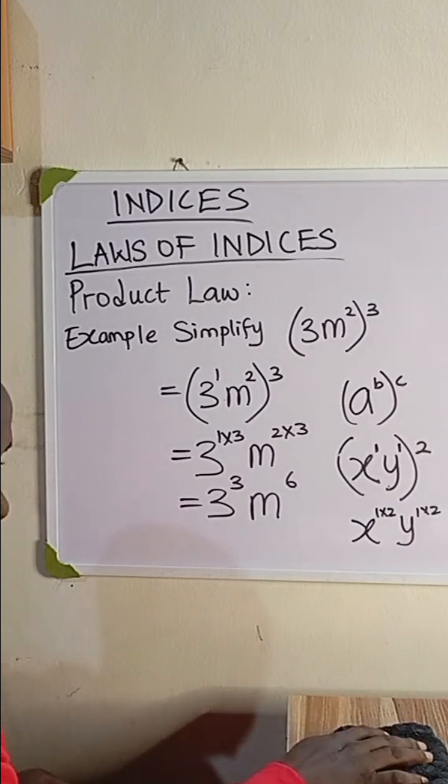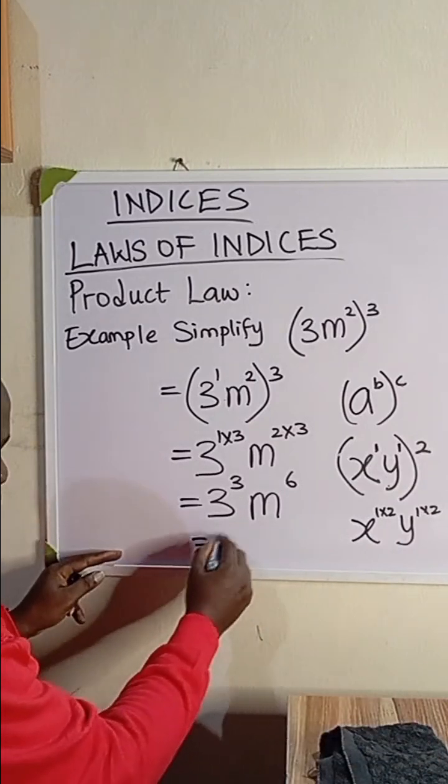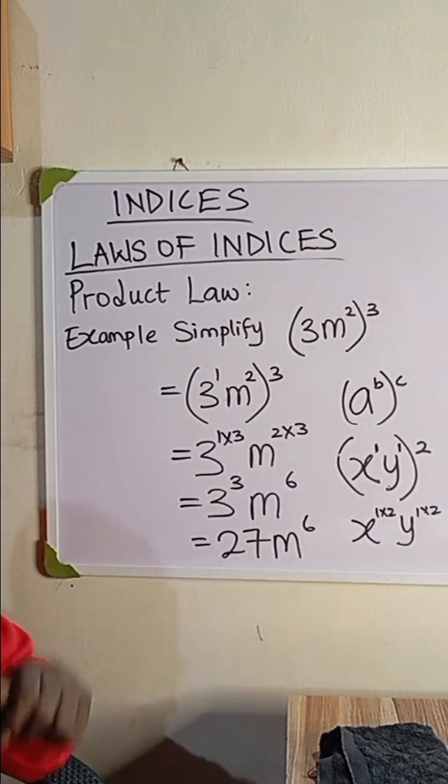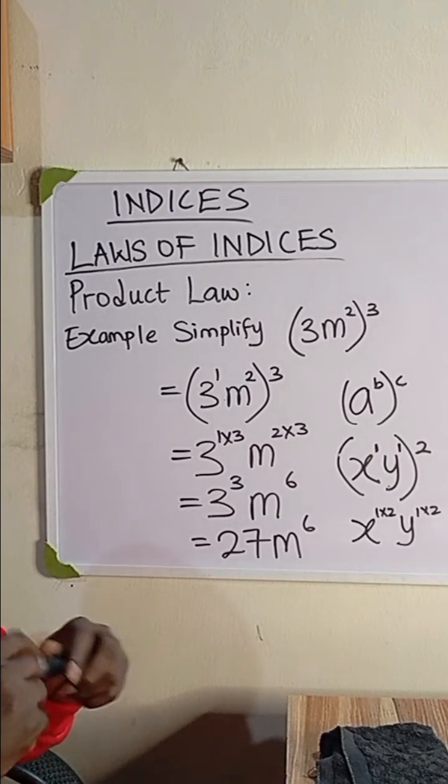Okay? So that means 3 to the power of 3 is 27. So we have 27 m to the power of 6. That becomes our answer. 27 m to the power of 6.